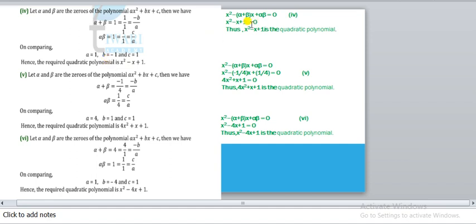Same we will directly apply. Alpha plus beta is given here 1. So I put here 1, and here also 1. So x square minus x plus 1 equal to 0.